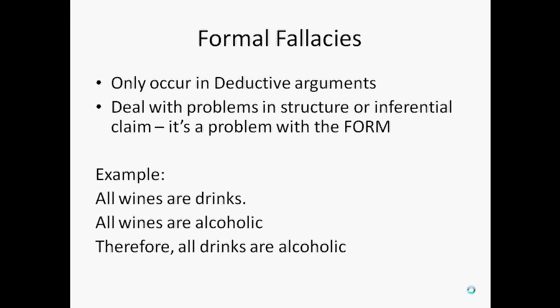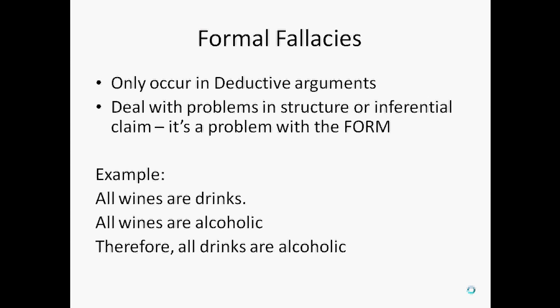Now, there's a difference between what we call formal fallacies and informal fallacies. We're going to study informal fallacies. But a formal fallacy is essentially a fallacy that comes in a form. They only occur in deductive arguments, and they deal with problems of the structure of the argument, or the inferential claim. We're going to learn some truth tables to figure that out fairly simply. But essentially, a formal fallacy is when you say, hey, that's not valid, it's invalid. And it deals with the form, that's why it's formal.